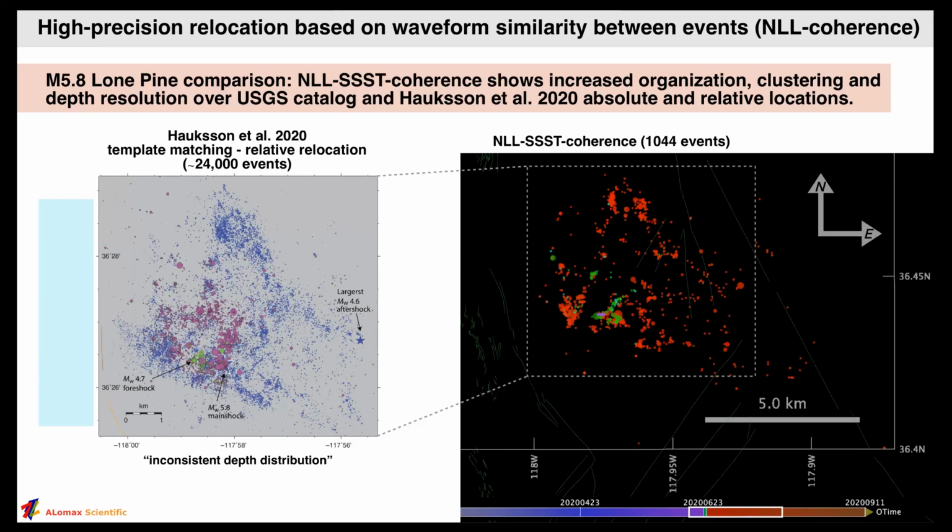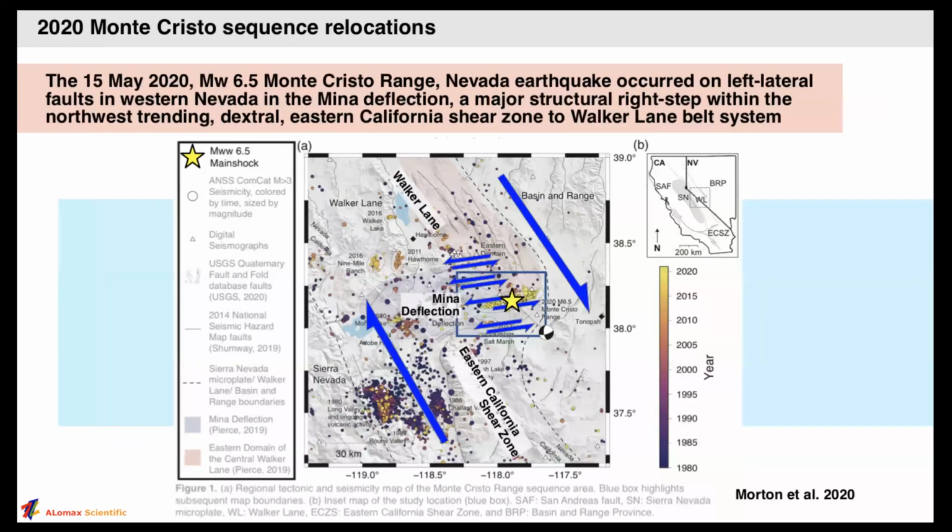So the main earthquake sequence I want to talk about is the 15th of May, 2020, MW 6.5 Monte Cristo sequence along the California-Nevada border. This is an interesting sequence because it occurs on left lateral faults, a small region of left lateral faults. I guess there's no scale here. Oh, here it is. 30 kilometers. So between these blue arrows is something like 100 kilometers.